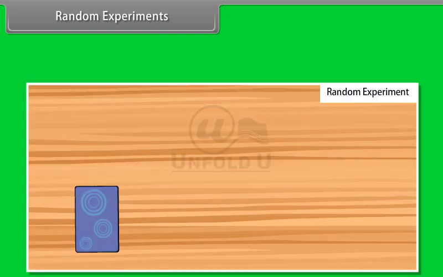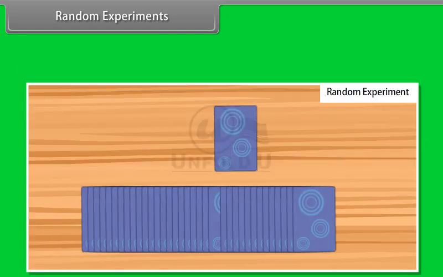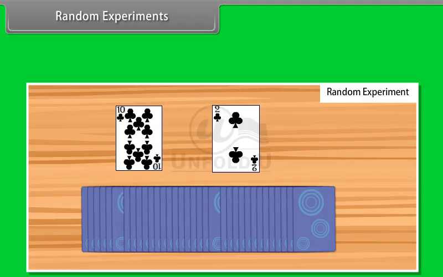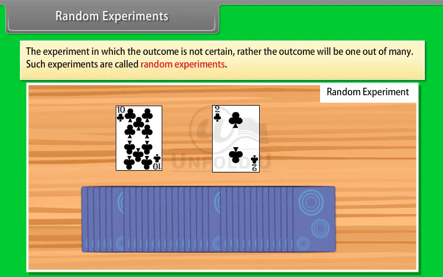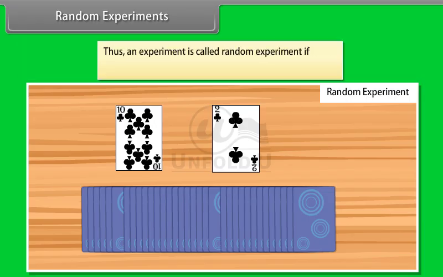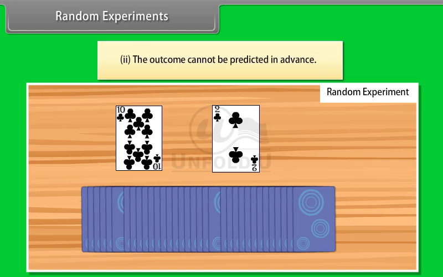But we also perform experiments like drawing a card from a well-shuffled pack of playing cards, where the outcome is not certain. Rather, the outcome will be one out of many. Such experiments are called random experiments. Thus, an experiment is called random experiment if 1. It has more than one possible outcomes, and 2. The outcome cannot be predicted in advance.